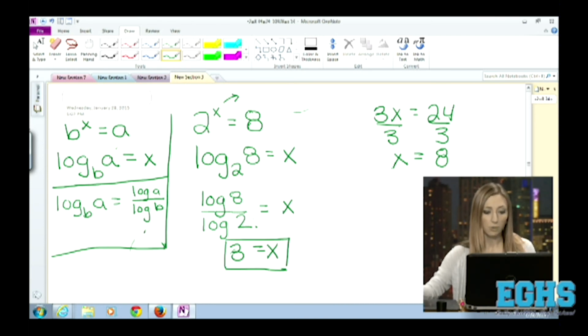So basically a logarithm, although it sounds like a really complicated word, and like a lot of math, it's not a log either. It's basically just a way to solve equations where your variable is an exponent or the power. So hopefully that helps.